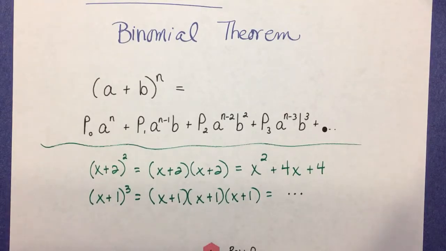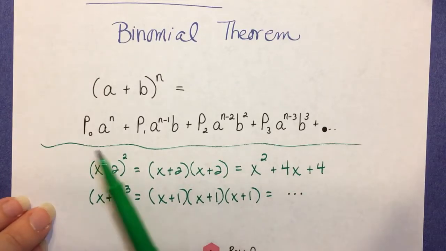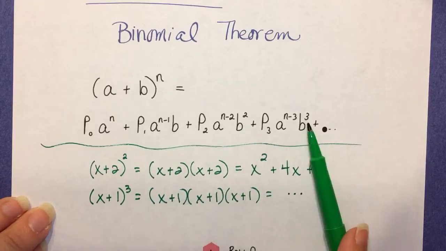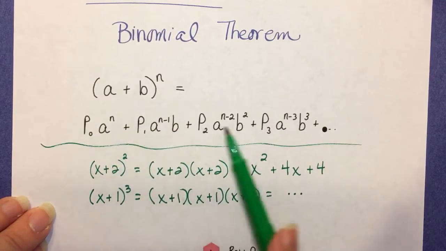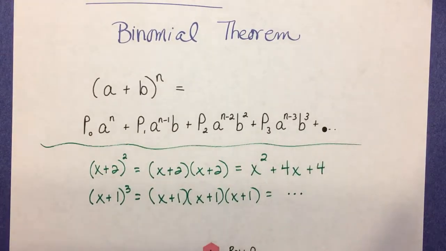But once you start getting into some larger powers, like a 5th power or a 7th power, then having to write down that many parentheses and do all that multiplying is extremely time consuming. So there is a theorem on how you can do this a little bit quicker. And this is going to be your pattern that you're going to follow. Of course, I'll explain what all this means.